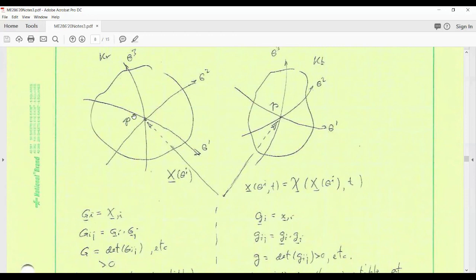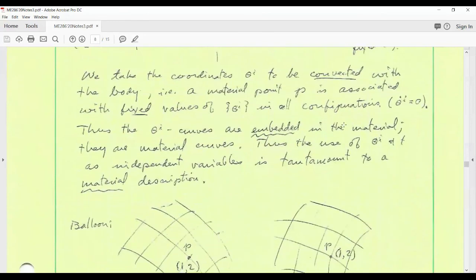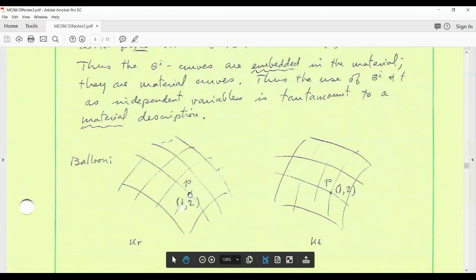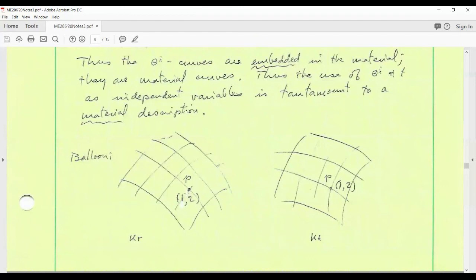So you think of parameterizing material curves using theta 1, theta 2, theta 3, and you can draw, say, here's an example I like to use at the bottom of the page here, of inflating a balloon. So a balloon, think of it as a two-dimensional surface. We'll draw a coordinate grid on the balloon before we deform it. So we have a reference configuration. And let's say my material point has the coordinates 1, 2, for example. So at that material point, I just, with a magic marker, write 1, 2 next to that material point.